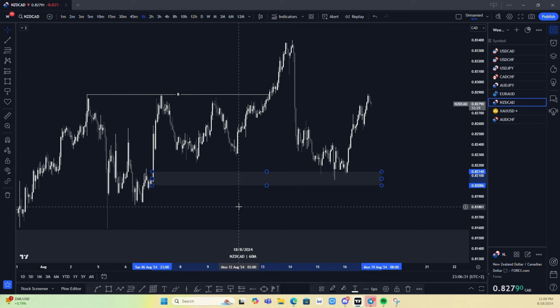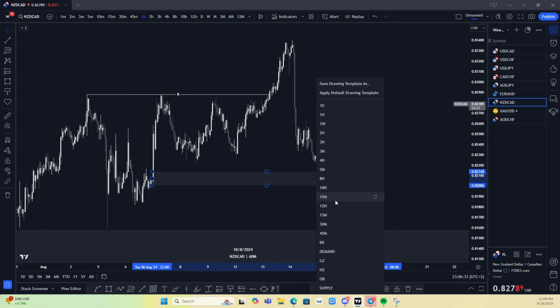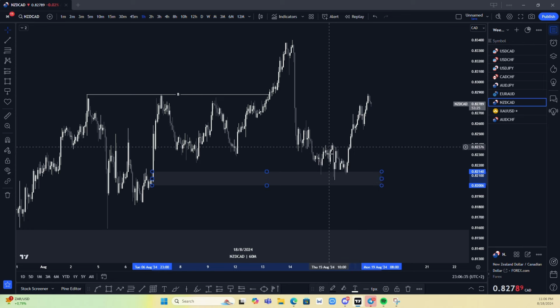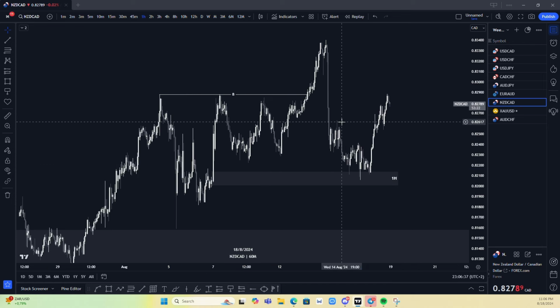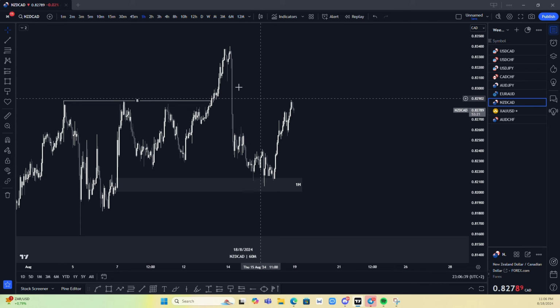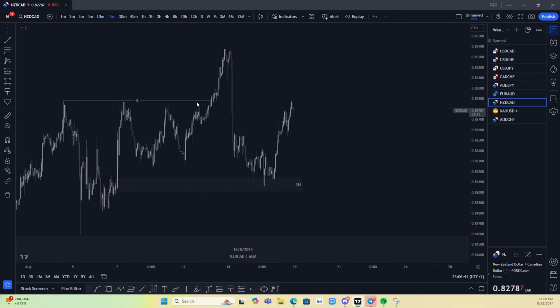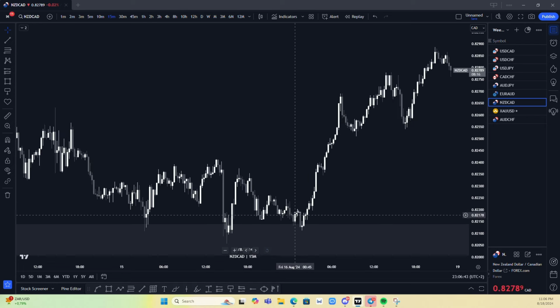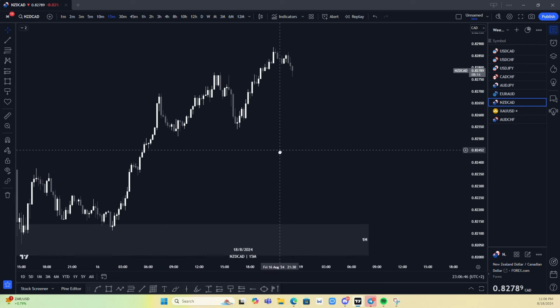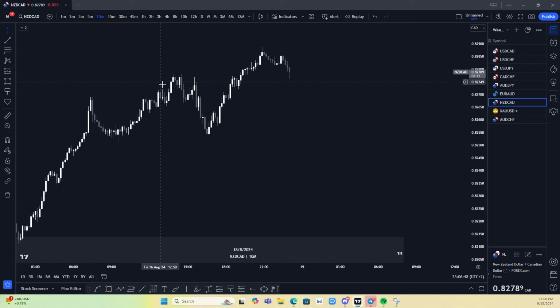Okay, so with that being said, here price tapped us in and started to push to the upside. Now if you go to our 15-minute time frame, or maybe our 10-minute time frame, you can see that price is currently also pushing to the upside and creating our higher highs and higher lows.